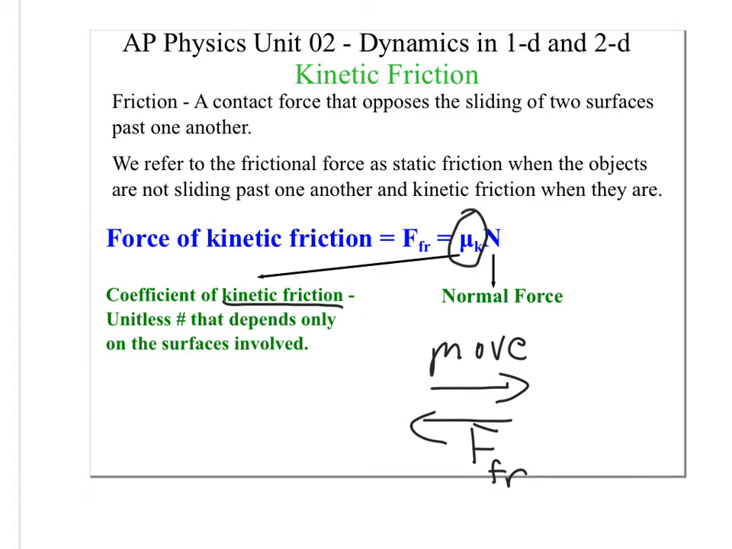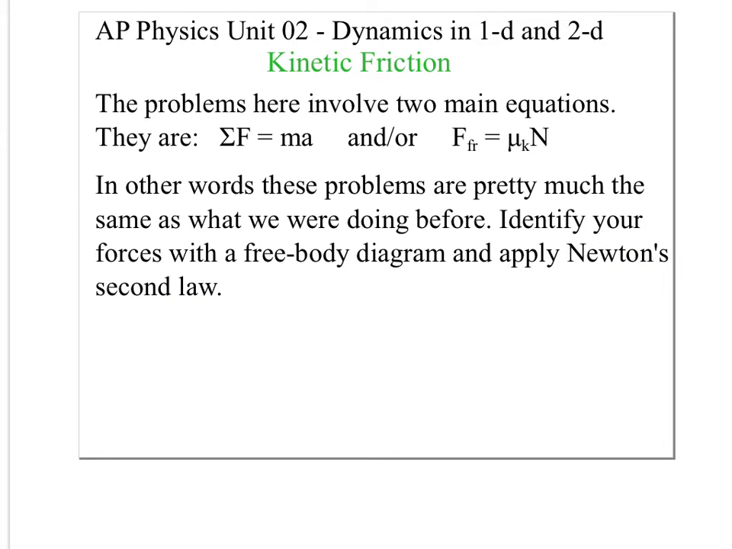So we want to do some of the same stuff we've been doing prior to now, but we just want to incorporate this force of kinetic friction. Remember, it's mu k, or mu subscript k, times the normal force. So our problems are still going to involve net force equals ma. That's not going away now or ever. And it's also going to include this force of friction equals the coefficient of friction times the normal force. So these problems are pretty much the same as before. You're going to identify your forces with a free body diagram, and then we are going to use Newton's second law. It's no different skills, it's just tacking on a little extra piece there.